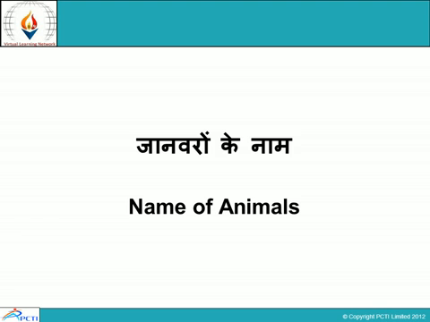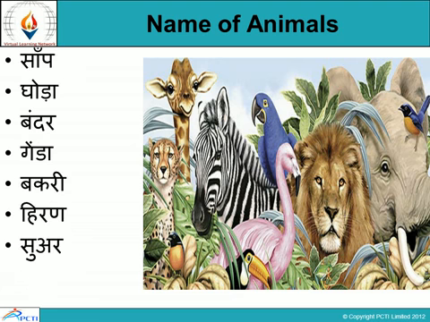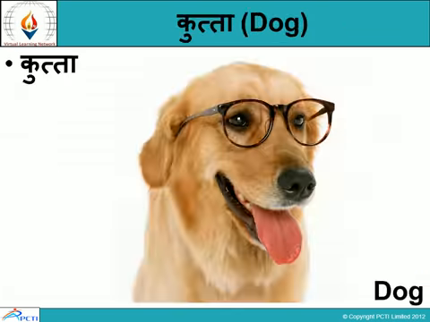Now after birds we are going to learn about animals. Now let us start with animals. In the forest you can see different animals. Kutta, billi, sher, cheetah, bhalu, gai, hathi, chooha. These are the names of different animals. Now you want to learn which one is which animal. So let us discuss them in detail. These are few more animals: saap, ghoda, bandar, gainda, bakri, hiran, suar. So let us learn.